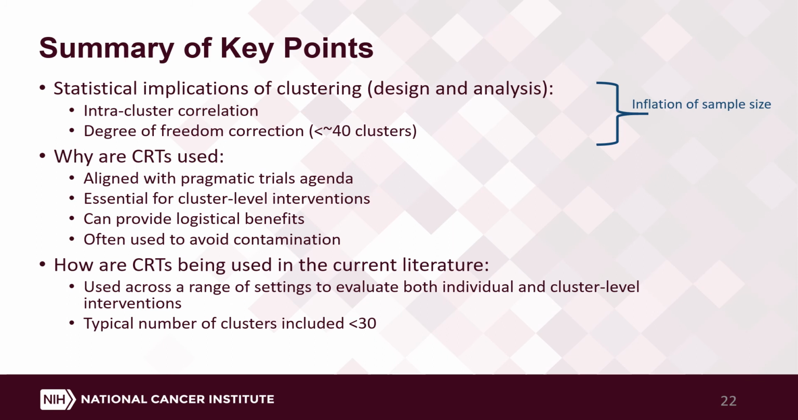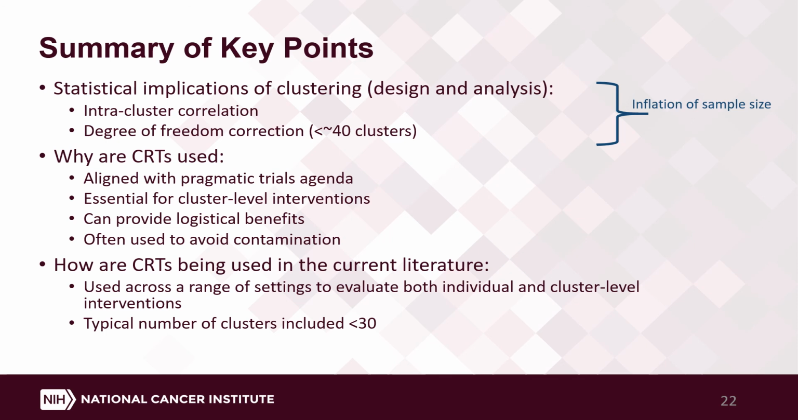So in summary then, there are important statistical implications of clustering, and these arise at both the design and the analysis stage. We might think of these in terms of the statistical concepts of the intra-cluster correlation and the degree of freedom correction. The degree of freedom correction is required when there are less than about 40 clusters. But we've seen that most cluster trials actually include less than 40 clusters. And both of these things together require an inflation on the sample size over that required under individual randomization.